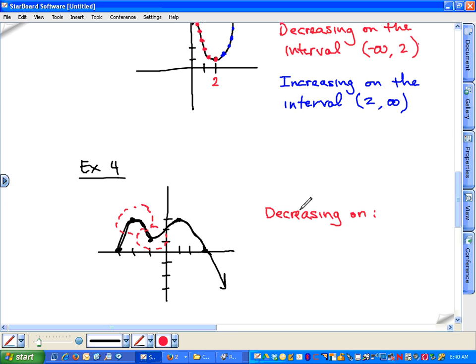So how do we describe intervals where it's decreasing? This one right here, isn't this an interval of decrease? So between which two x values is that occurring? -2 and -1. So it's decreasing on the interval -2 to -1.